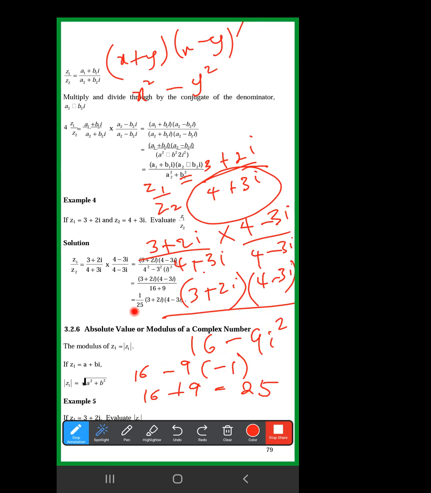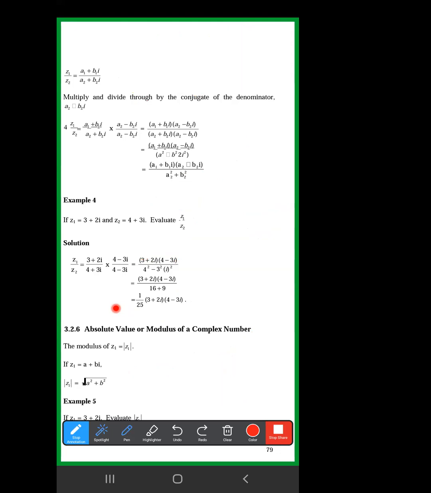Okay. That's here. So if you look at that, it's just a different way that they express their own answer. Can I take it off, or some of you guys should take a screenshot before I take it off? Okay, fine. Now if you look at this, you will notice that here we actually have 3 plus 2i in bracket and 4 minus 3i. We actually have over 25.